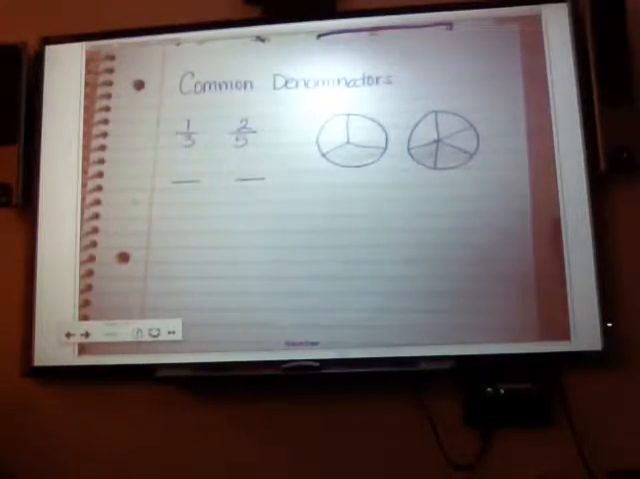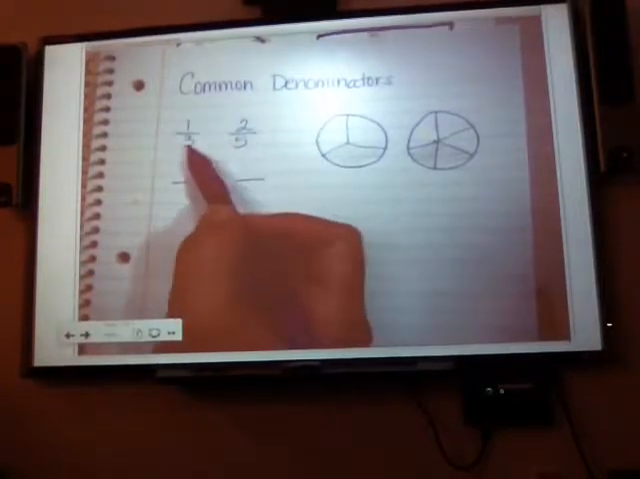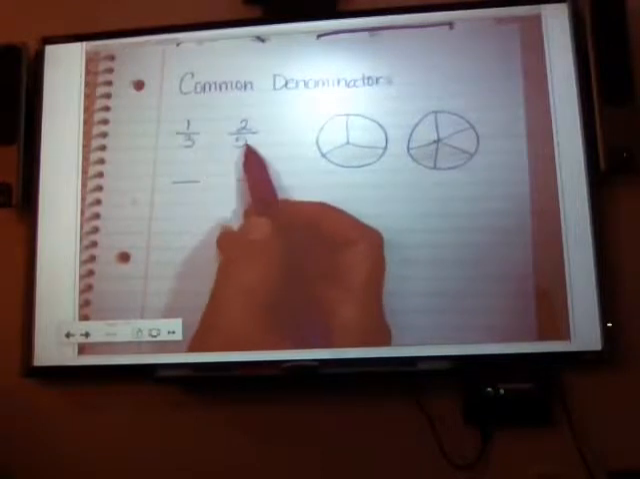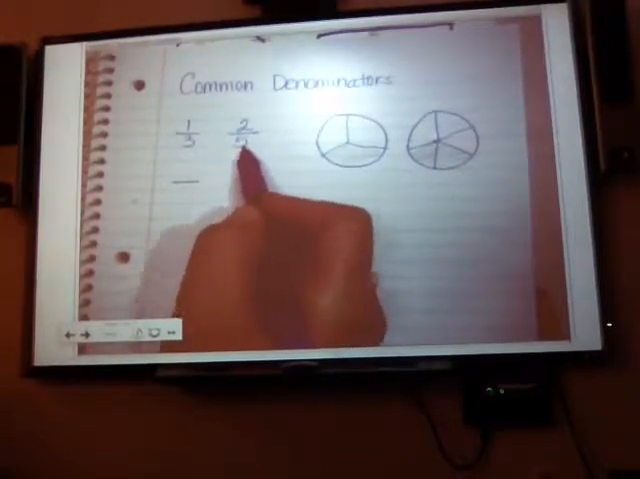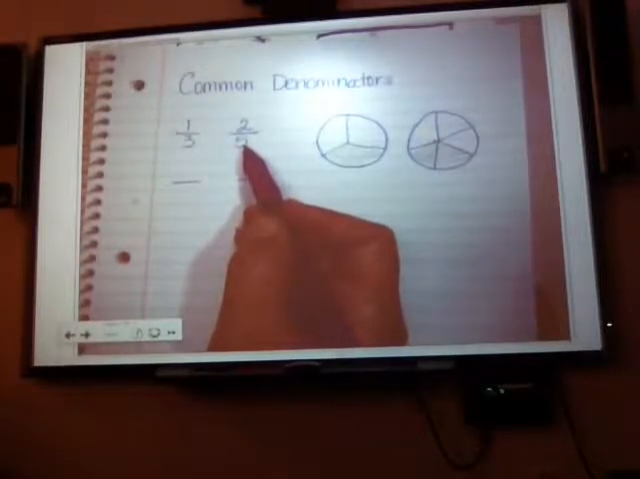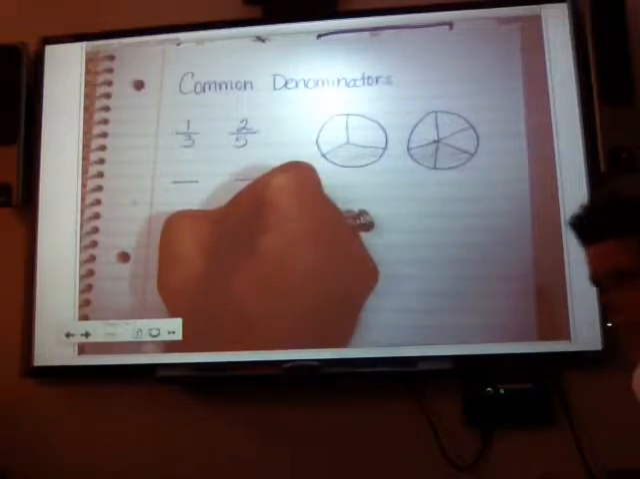Reagan? 30. Okay, 30. Is there a number that's even smaller? Let me do it this way too. You can ask yourself, can I make my 3 into fifths? No. So then let's go with my fifths, and let's go multiples. 5. Can 3 make a 5? No. What about 10? No. 15? Yes. Oh, there we go.